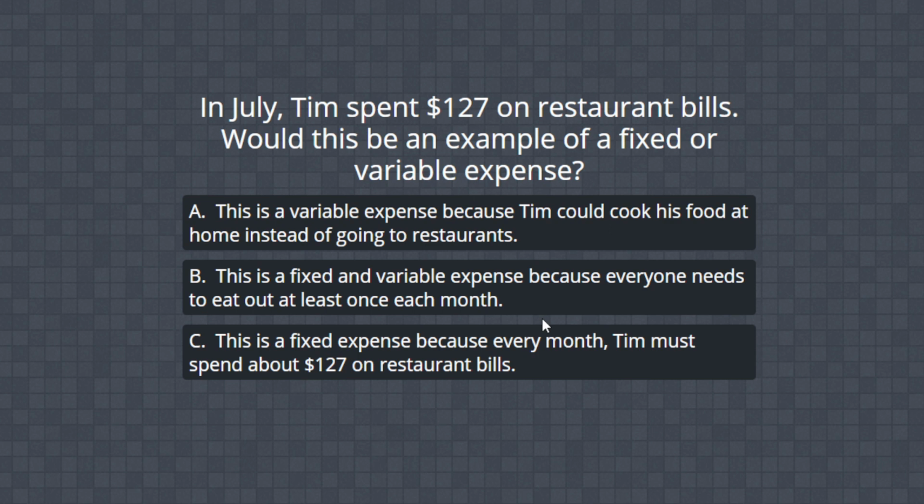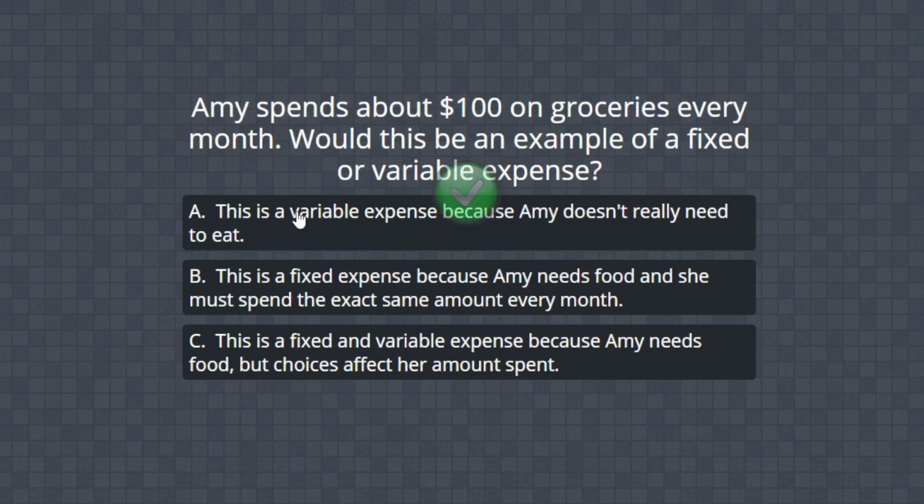C said it is a fixed expense because every month Tim must spend $127 on restaurant bills. Well, Tim doesn't have to spend on restaurant bills. He doesn't have to go to the restaurant every single day, every single month to pay this bill. And it is not necessary. So C is not the correct answer and B is not the correct answer. So A it is. I want you to read this and find out about this, because we do spend a lot of time learning about fixed expenses and variable expenses in this lesson.